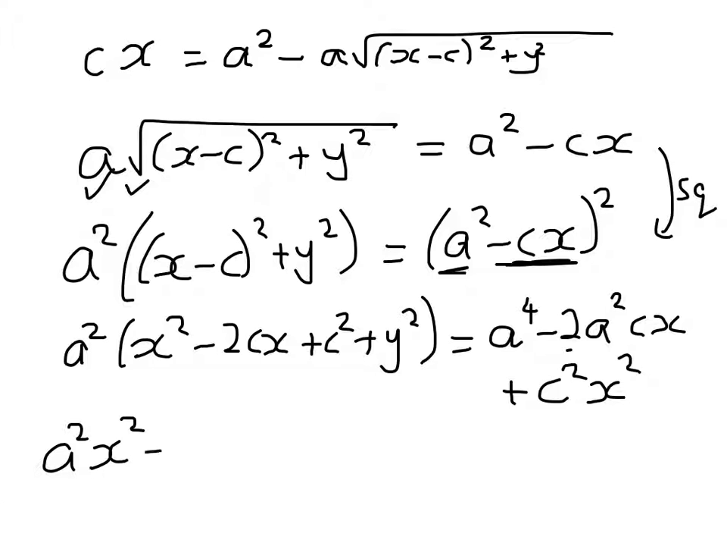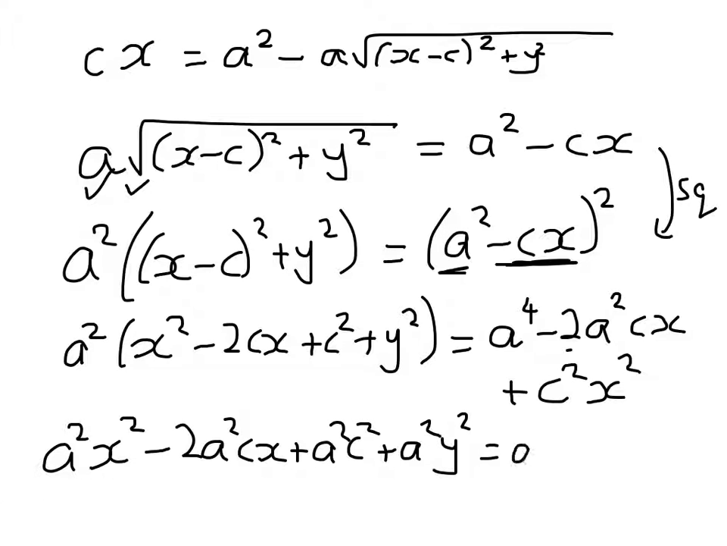A squared x squared minus 2a squared cx plus a squared c squared plus a squared y squared equals a to the 4 minus 2ac squared x plus c squared x squared. So let's see what can vanish in there. Well, I've got this minus 2ac squared x and this here. And sadly that's about all that goes. So next slide, but we're getting somewhere now.